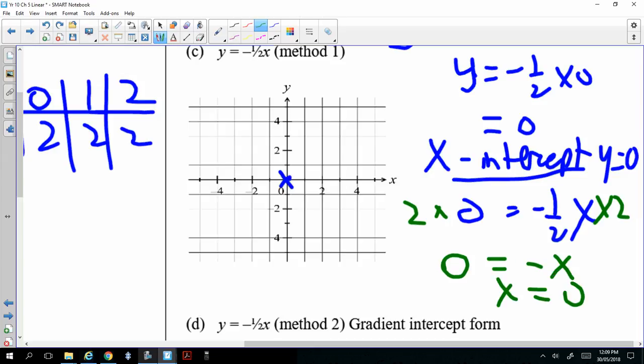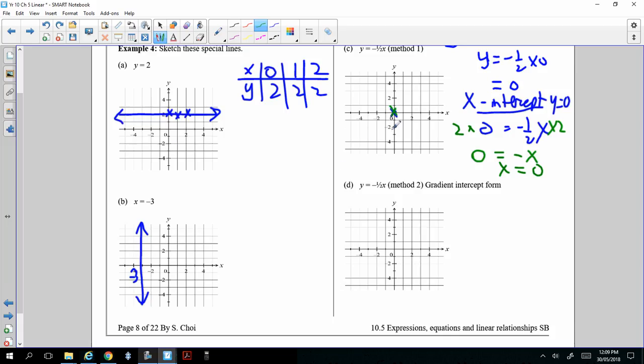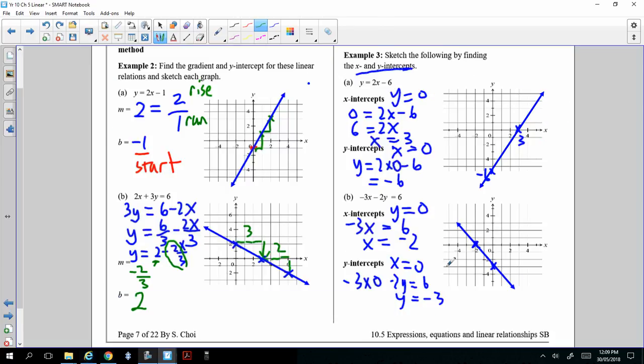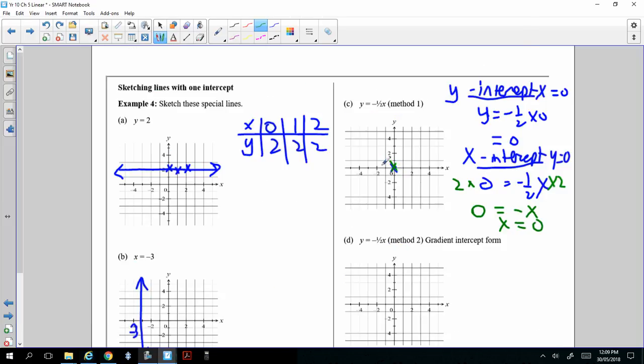So both the x and y intercept are on the same point, isn't it? Whereas on the other example, it's a separate point. You can draw a line. But when they are the same point, you can't use it to draw the line because the line can go anywhere. So what do we do when this happens?